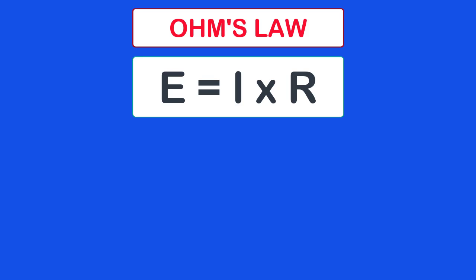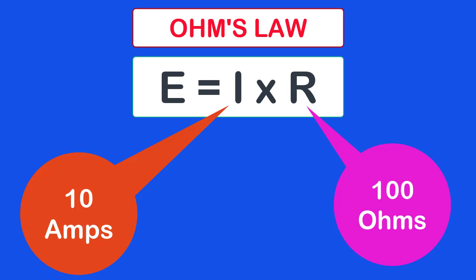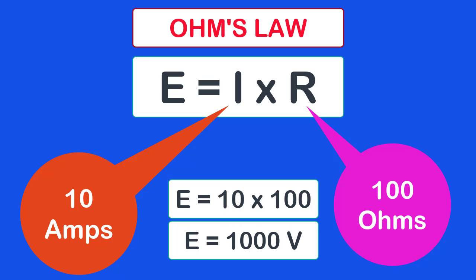To solve Ohm's law, we just need to find the missing number. If we have two of the three values, we can find the third one. If we know that I is 10 amps and that R is 100 ohms, then the missing number is E. Since Ohm's law says that E is equal to the current times resistance, we see that E is equal to 10 times 100, or 1,000 volts.